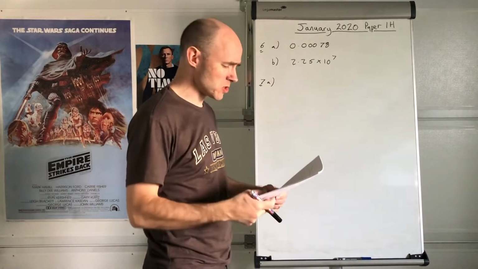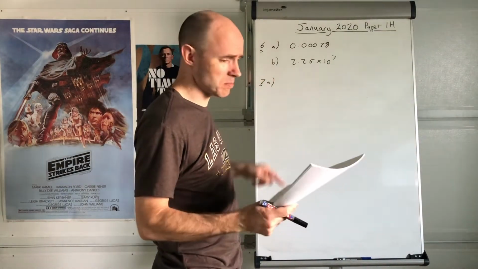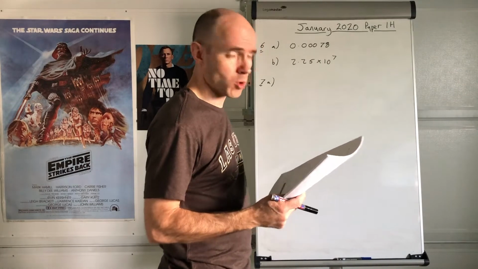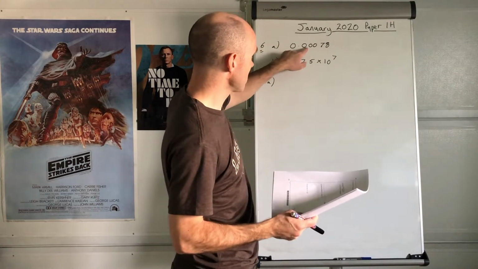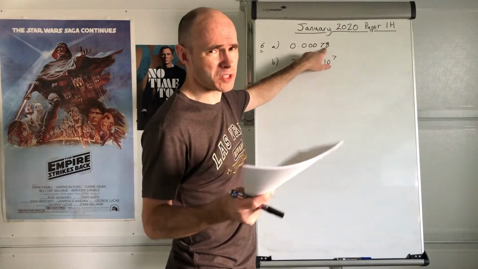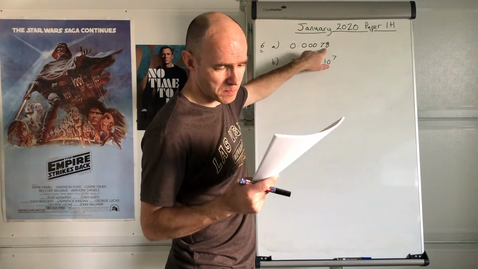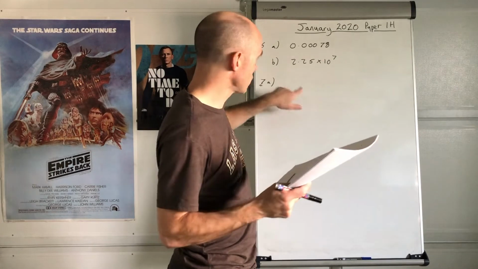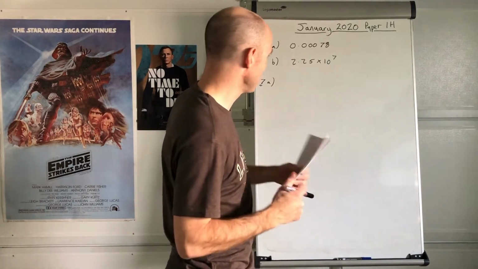Okay, next. Question 6, I've just written the answers up because it's that simple, okay? So, write as an ordinary number, so it should be 0.00078, hopefully you've got that, okay? And part B, put it all into your calculator, okay? And then convert it to standard form. You should have 2.25 times 10 to the 7, okay?